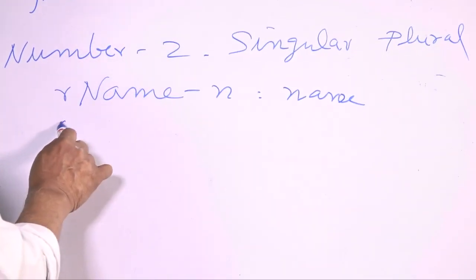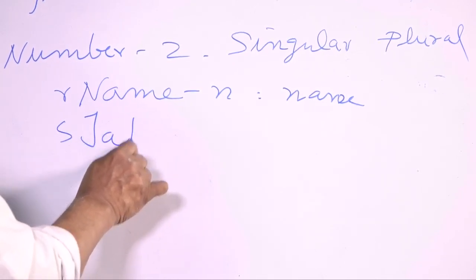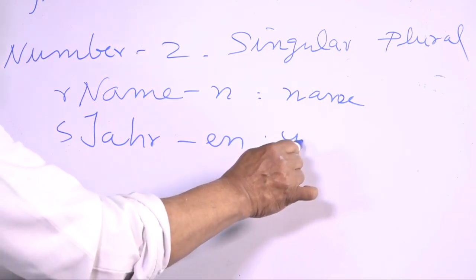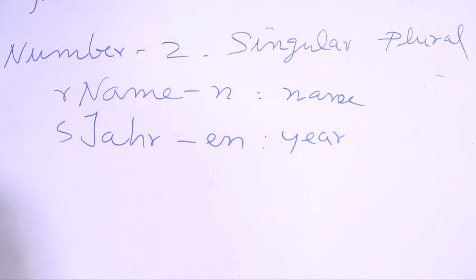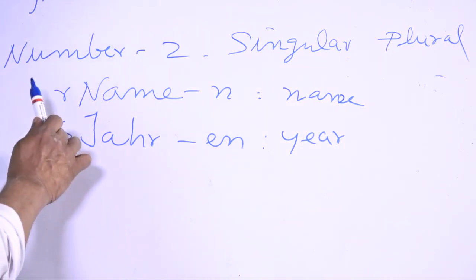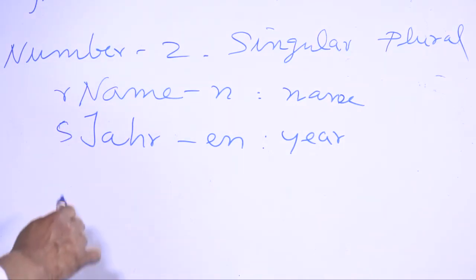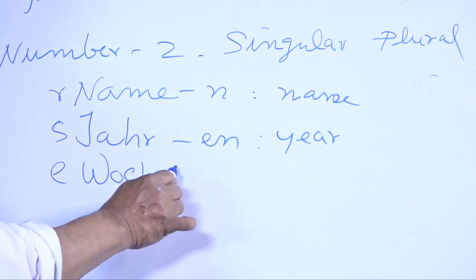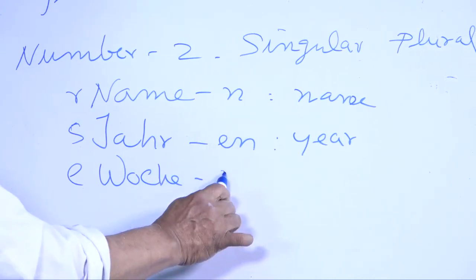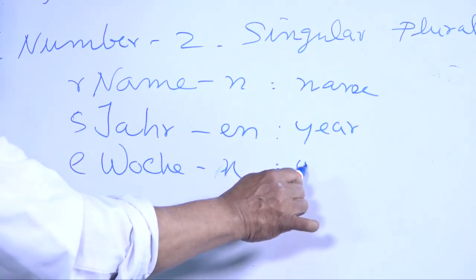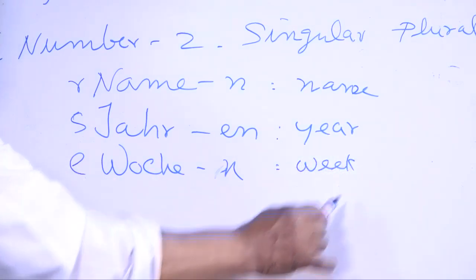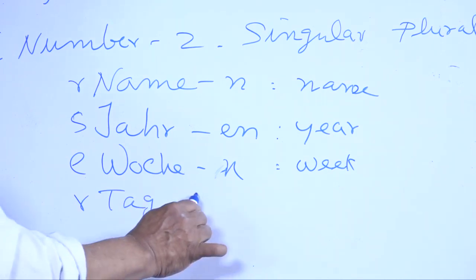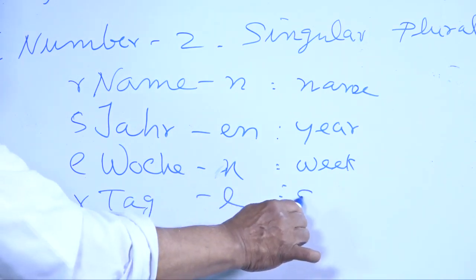Or das Jahr, Jahre, year. Jahre, that is neuter. But die Woche, Wochen. You add only N, it is weak. Der Tag, die Tage, day.